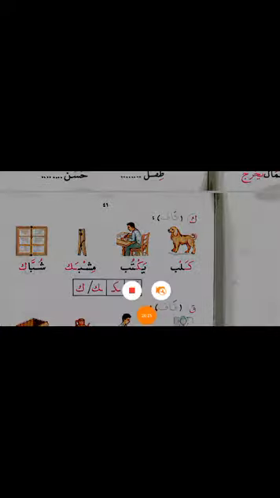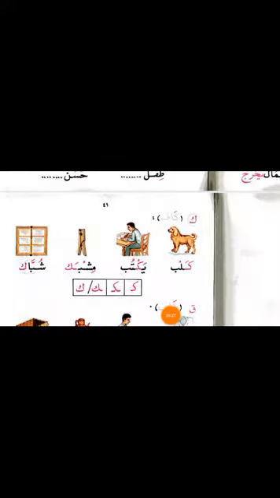كلبٌ. الدب يكتب. Is writing. مشباكٌ. What's مشباكٌ? مشبكٌ من كليب.